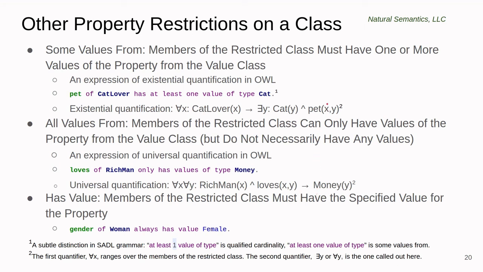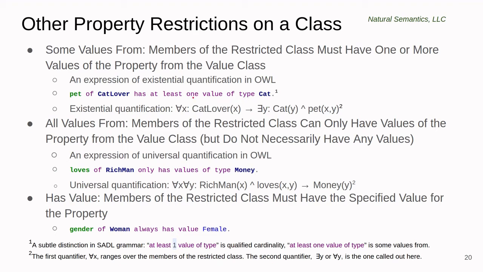There are other property restrictions. Some values from: members of the restricted class must have 1 or more values of the property from the value class. So this is actually an expression of existential quantification in OWL. An example of this is pet of cat lover has at least 1 value of type cat.